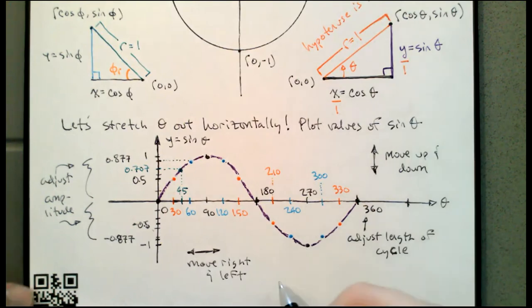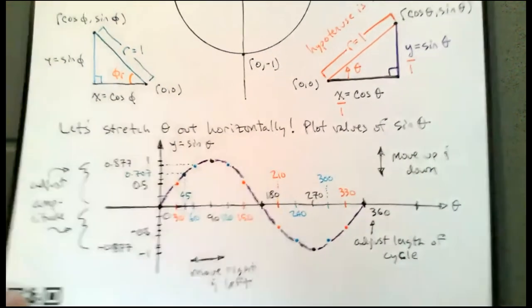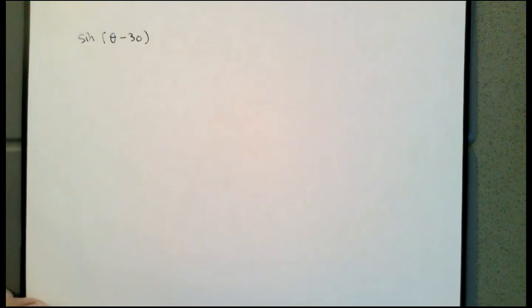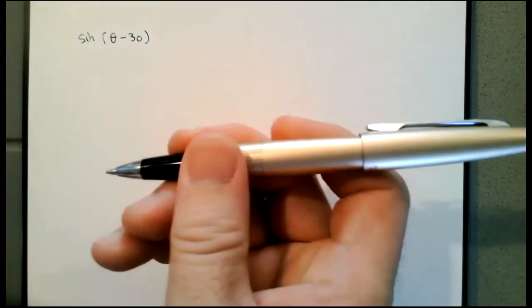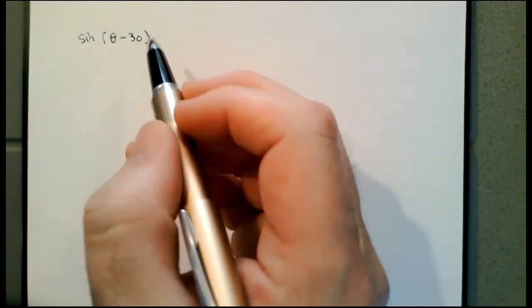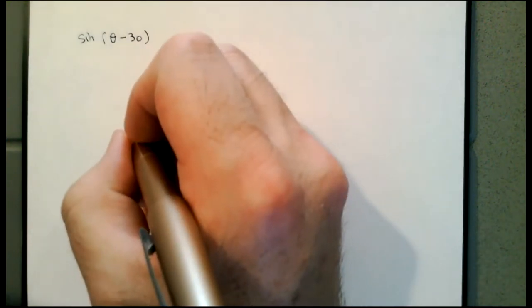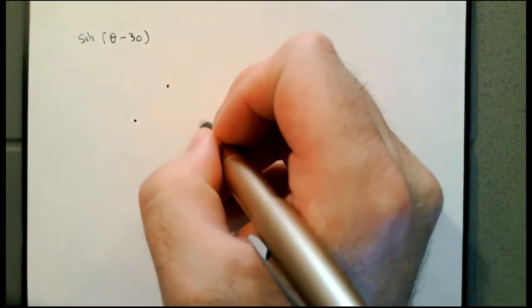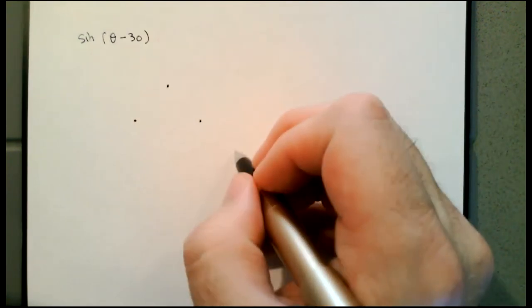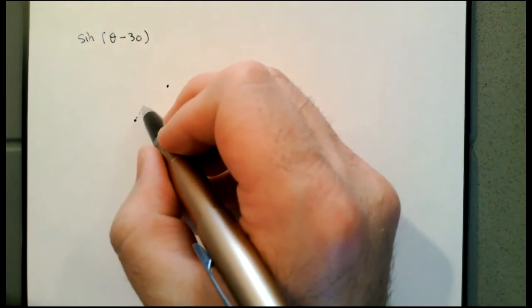So if we look at sine of theta minus 30, where everything's in degrees, this is going to take that whole graph that we have and shift it 30 degrees to the right. Because now when theta is equal to 30, that's when sine reads sine of 0, which is 0. And so it will still start and go up and then down.